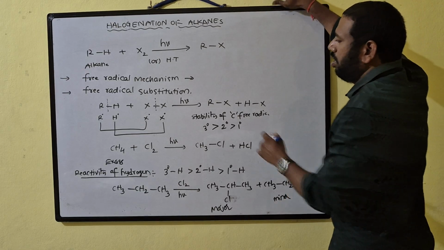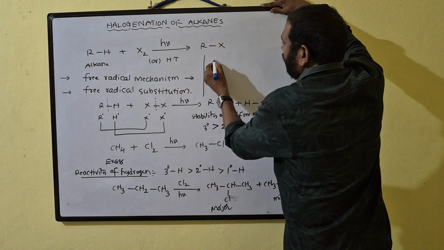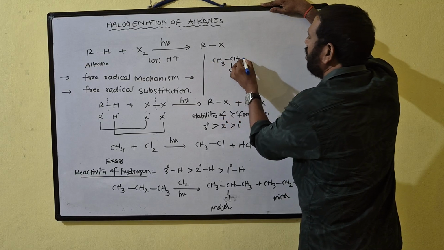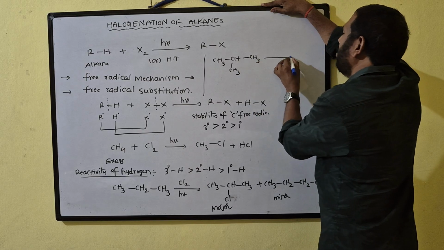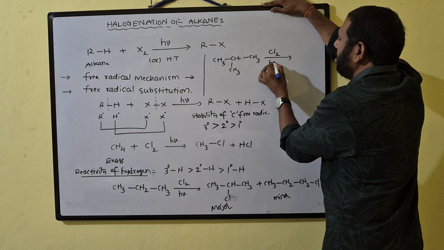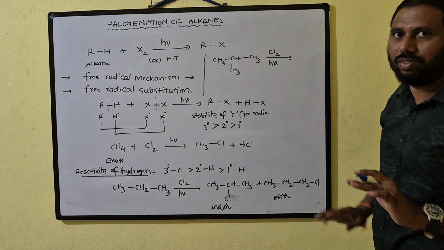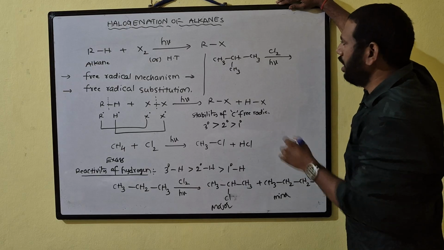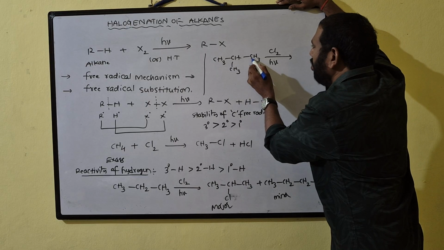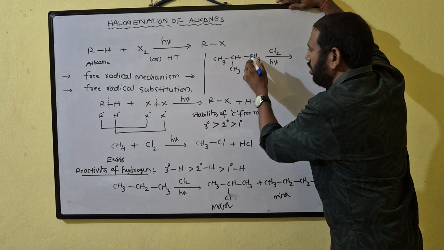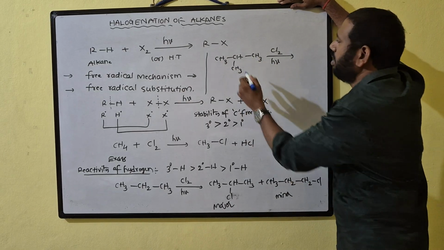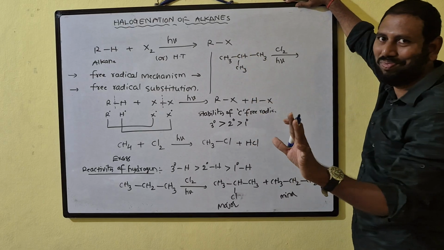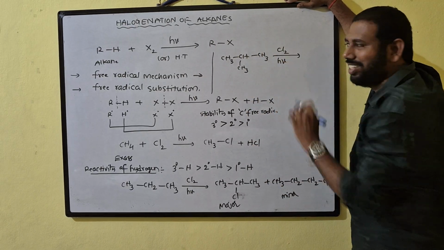Right. For example, I have taken CH3, CH, CH3, CH3. When treated with chlorine in the presence of sunlight, what will be the major product? Here, chlorine substitution takes place at which carbon? These are 1 degree carbons, and all three of them are symmetrical, right? This carbon is a 3 degree carbon, and 3 degree hydrogen is more reactive. Hence, substitution takes place at the 3 degree carbon.